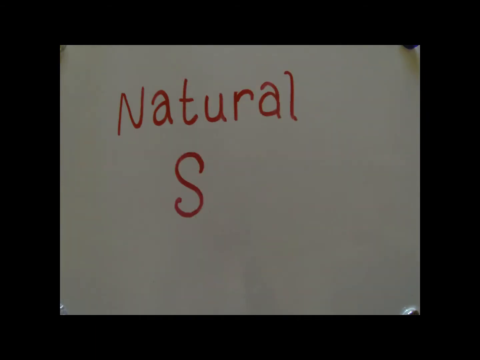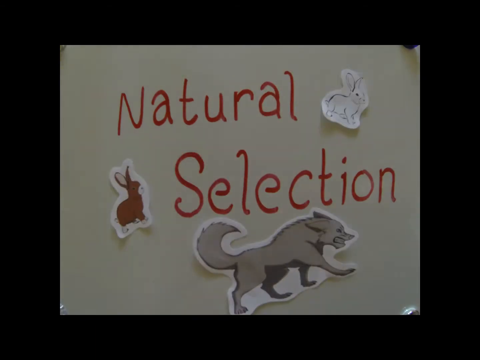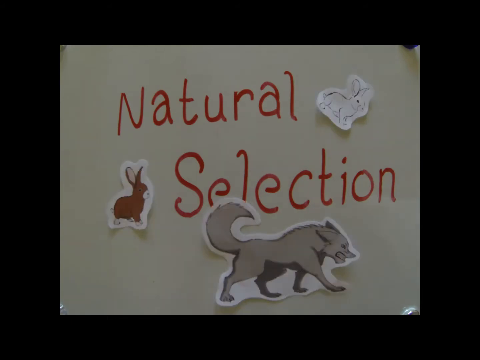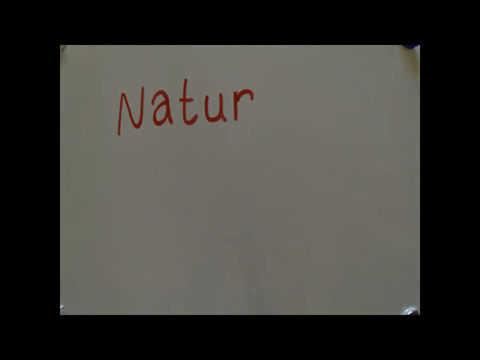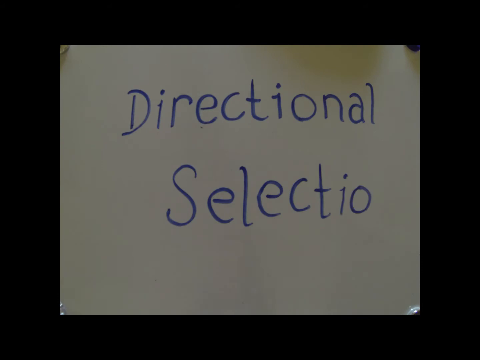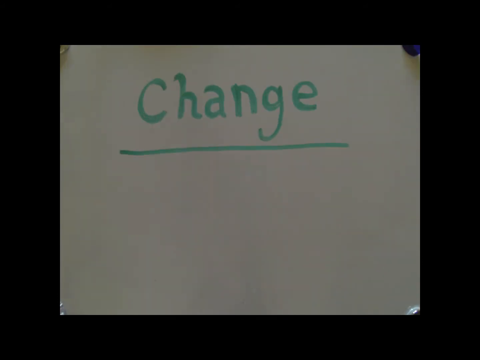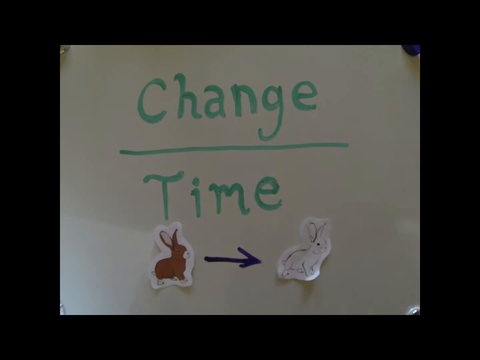Natural selection, the core principle of evolution. As animal species struggle to survive, certain traits are favored more than others, which leads to the diversity in our animal kingdom. When people describe natural selection, they're usually describing directional selection. This type of selection allows change over time by favoring new phenotypes.